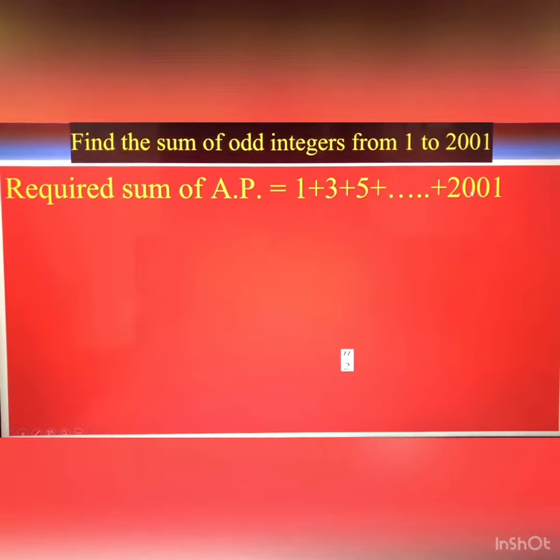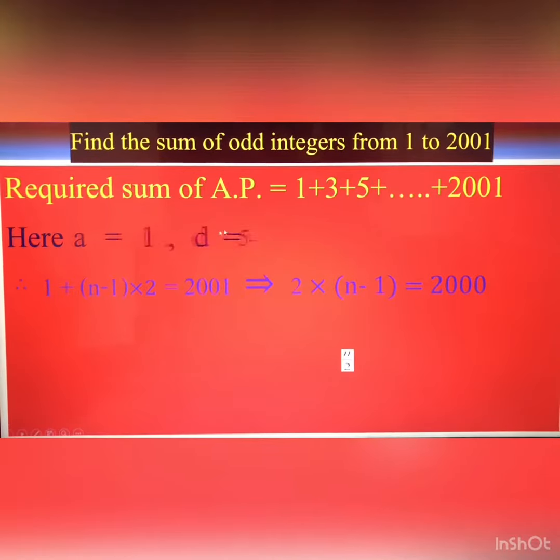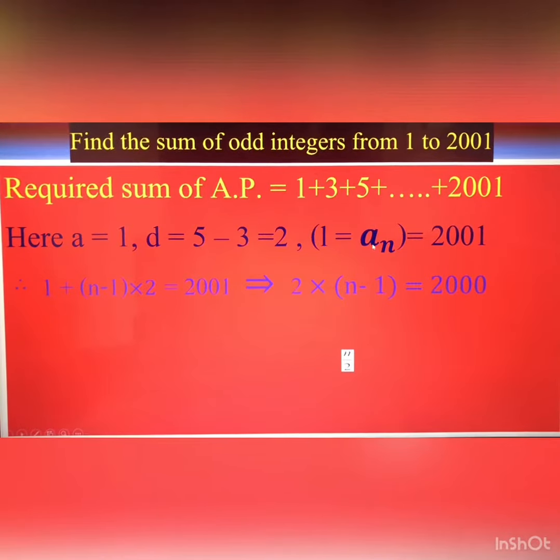The last term is given, that is 2001, and the first term is 1, and the common difference is 3 minus 1, that is 2, and 5 minus 3, that is 2. So a equals 1, d equals 2, and an equals 2001. We will use the formula an equals a plus (n minus 1) times d. So 2001 equals 1 plus (n minus 1) into 2, where n is the required number of terms in this AP.